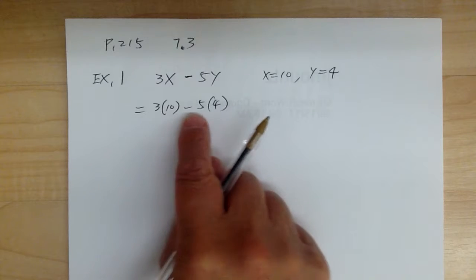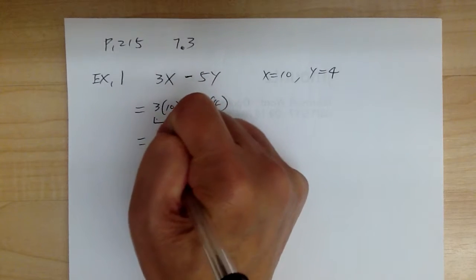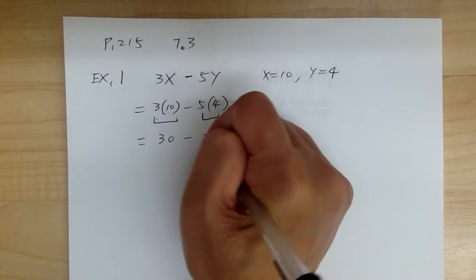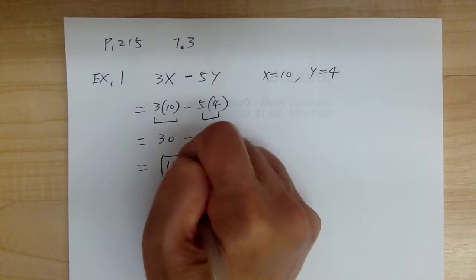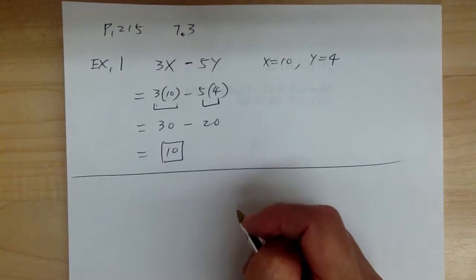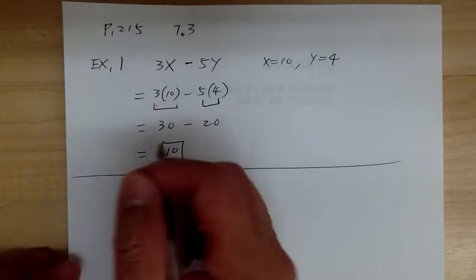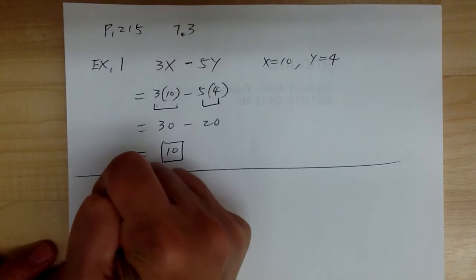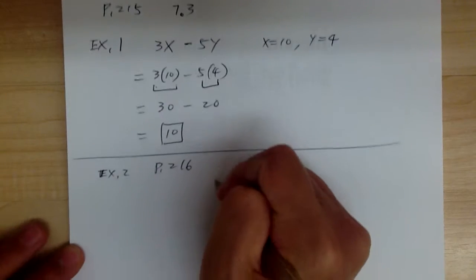This is a multiplication, subtraction, multiplication. So this one you have to do the multiplication first. Okay? So you're going to get 30 minus 20, and so you're going to get 10. So the answer would be 10. Okay, so let's go to example 2, and this is on page 216.